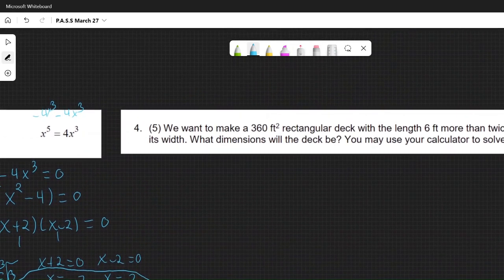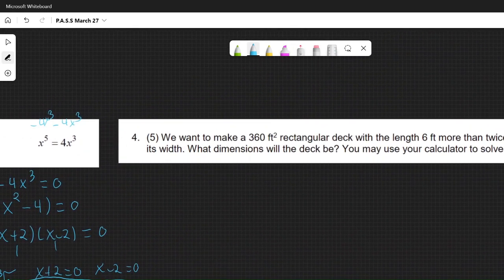Next up we have a word problem. We want to make a 360-foot squared rectangular deck with the length 6 feet more than twice its width. What dimensions will the deck be? You may use your calculator to solve.